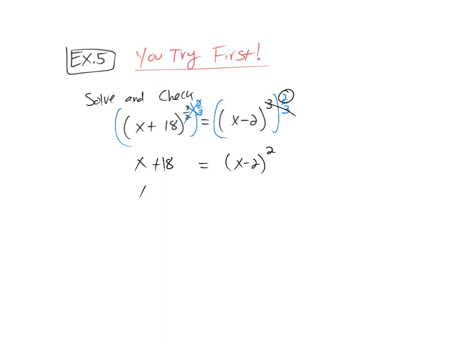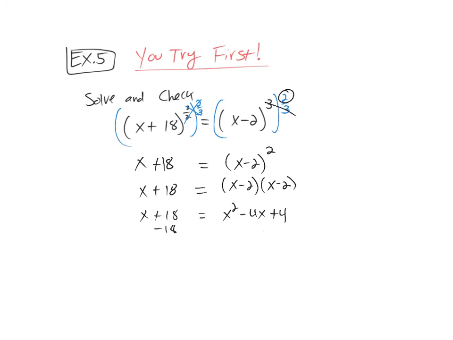And we'll need to do what we did in the previous example where we expand this out. So x plus 18 is equal to x squared minus 4x plus 4. Now I did that really quickly. I've been doing this for a while, but you can write it all out.